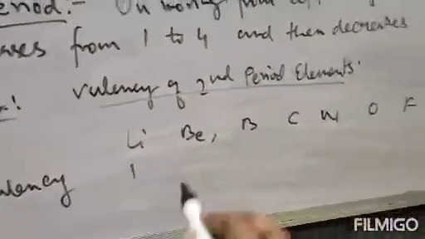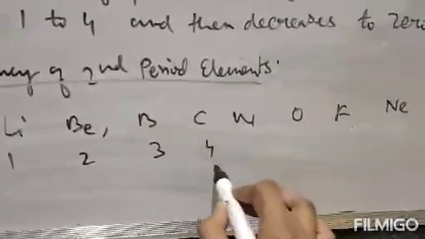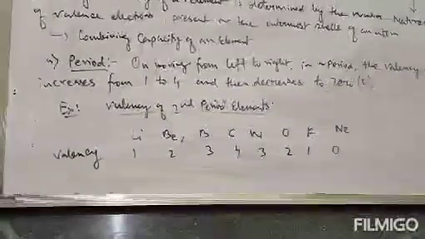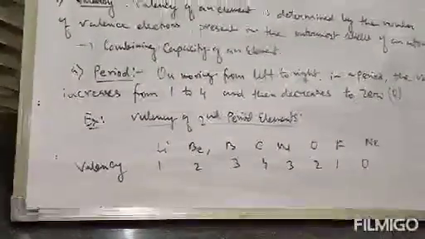That means if we move from left to right in a period, the first element is lithium, so valency will be 1, then 2, then 3, then 4, then it will decrease: 3, 2, 1 and then 0. That's the trend in valency. If we move from left to right in a period, it first increases from 1 to 4 and then decreases to 0.